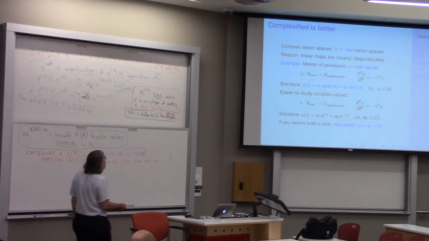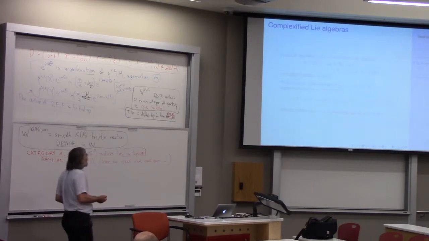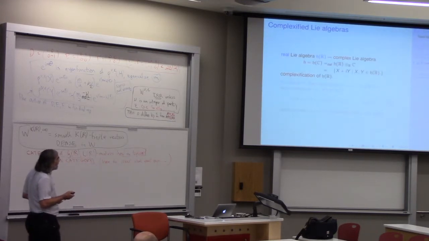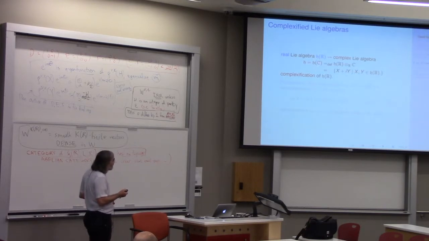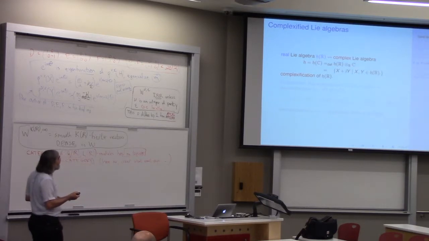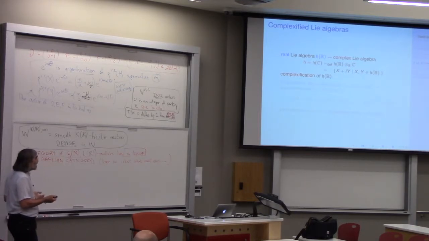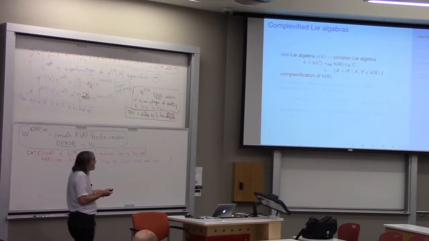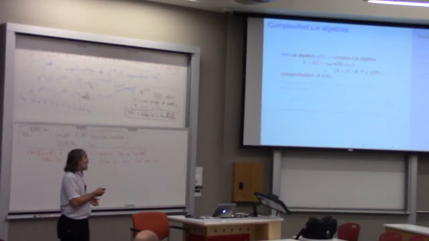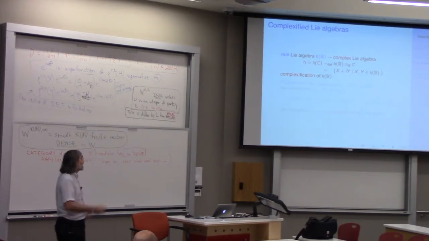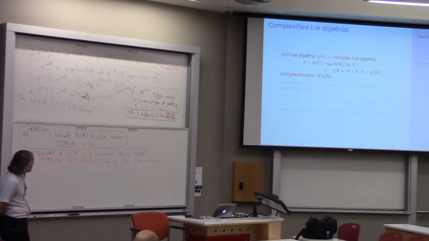But anyway, how does this work on the level of Lie algebras? If you have a real Lie algebra, you can make a complex Lie algebra out of it by tensoring the real Lie algebra with C. What that means is that this tensor product, formally, is the space of symbols x plus i y, for x and y in the real Lie algebra. And you make this into a Lie algebra in the obvious way. You know, x bracket iy is i times x bracket y, and so on and so forth.